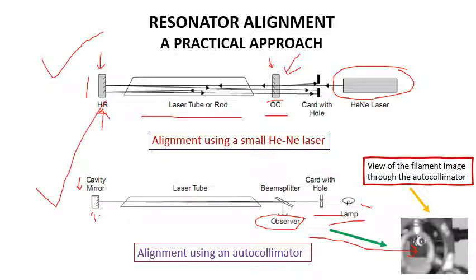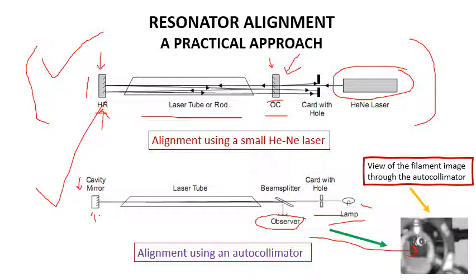Whenever you design the cavity, alignment is one of the major things, and usually it takes a long time. Once you do it, then next time it's easier for you. But the first time, it takes time. So use the helium neon laser, make it pass through the hole and observe. It should in return pass through the same hole. And here, turn on the lamp and make it pass through a hole. Use a beam splitter, and from one side of the beam splitter, you have to observe while moving the cavity mirrors.